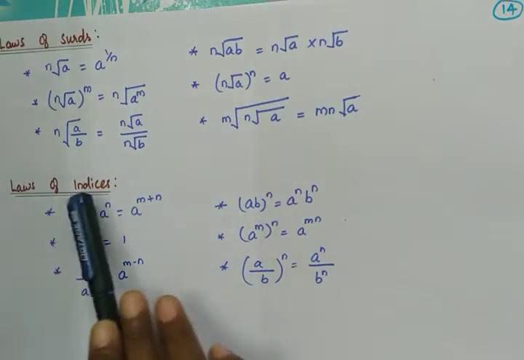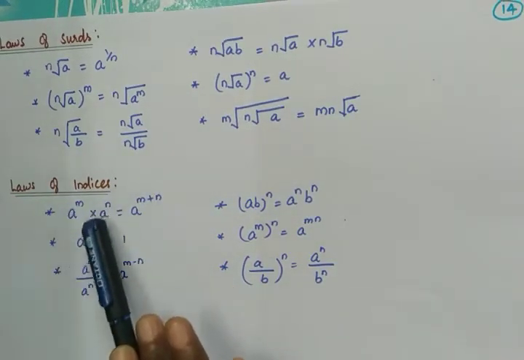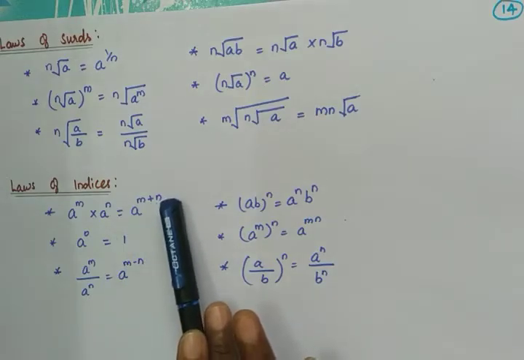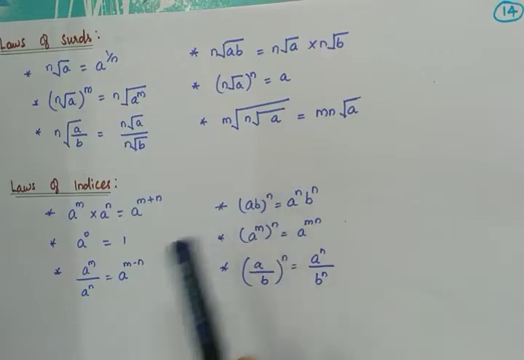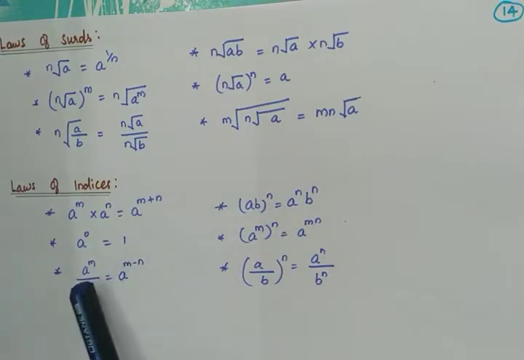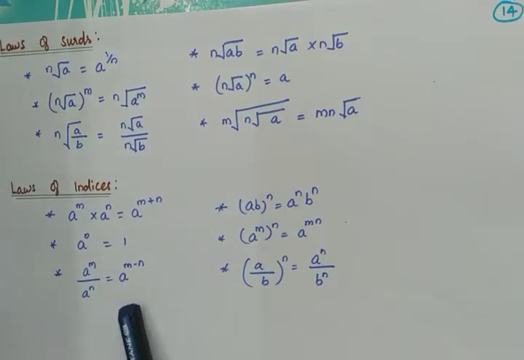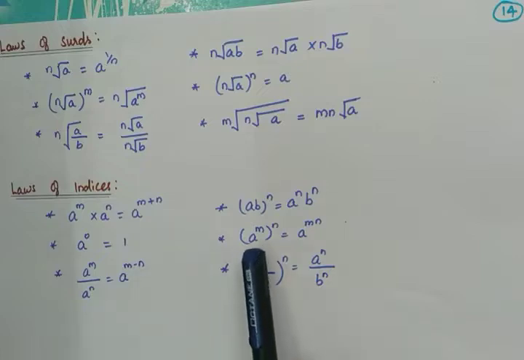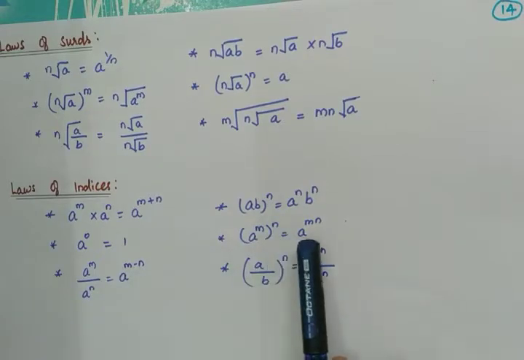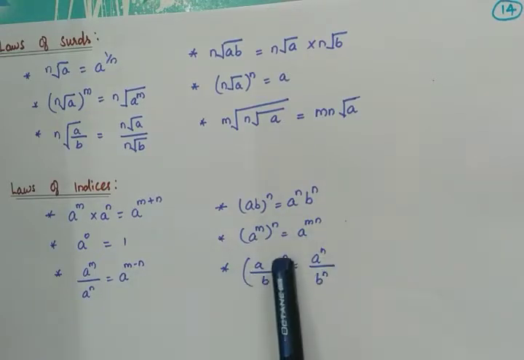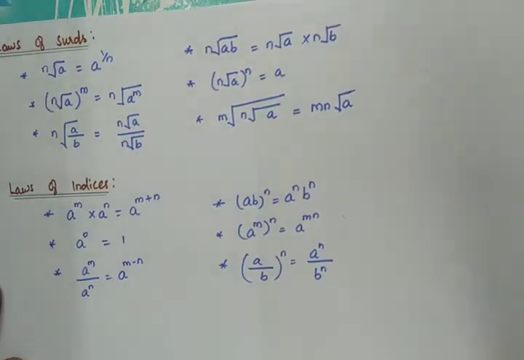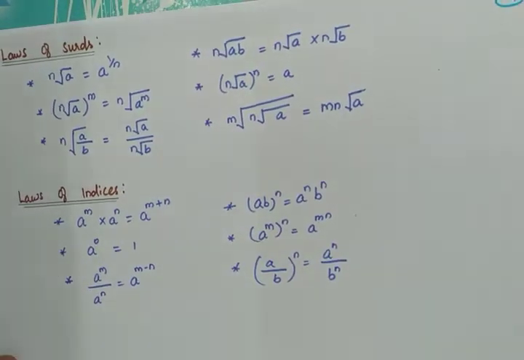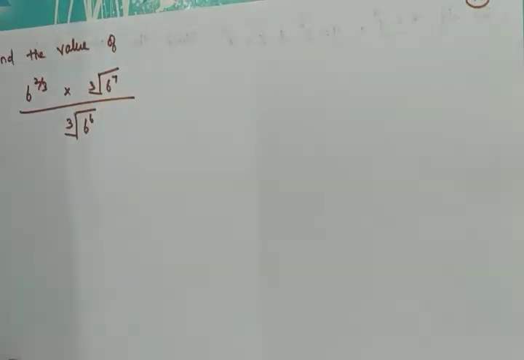Then the next is laws of indices. A power m into a power n is equal to a power m plus n. ab the whole power n is equal to a power n b power n. A power 0 is equal to 1. A power m by a power n is equal to a power m minus n. Then a power m the whole power n is equal to a power mn. So a by b the whole power n is equal to a power n by b power n. So these are the formulas which are used for surds and indices. By using these we can solve a few problems today.